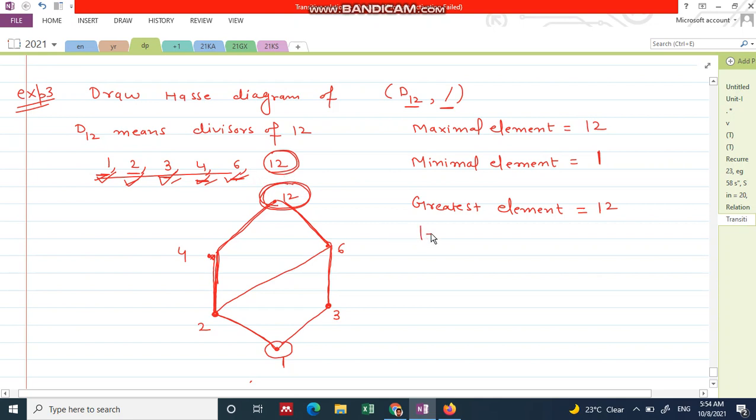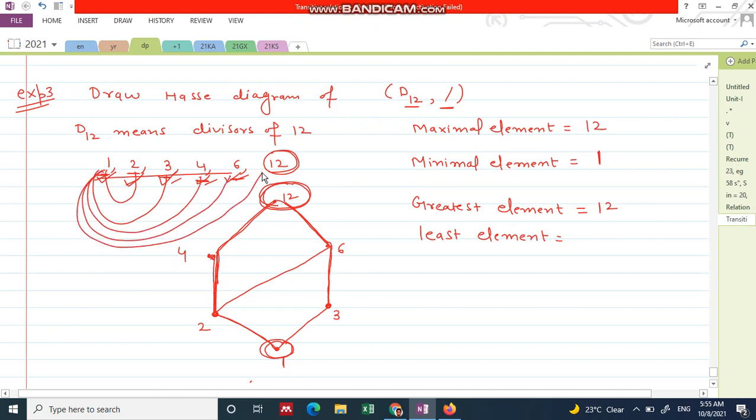Okay. Now the least element. The least element is that element which is found at the bottom, and this element is in a relation with every other element. So you see that 1 divides 2, 1 also divides 3, 1 also divides 4, 1 also divides 6, 1 also divides 12. So 1 is in a relation with every other element of this set. So the least element here is 1.